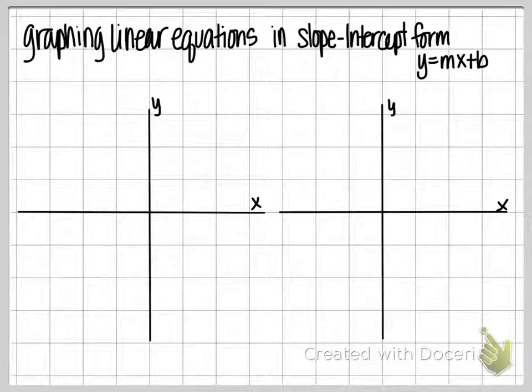Graphing linear equations in slope-intercept form. It's called slope-intercept form because slope-intercept form is y equals mx plus b, and it's called that because it tells you the slope and the y-intercept.